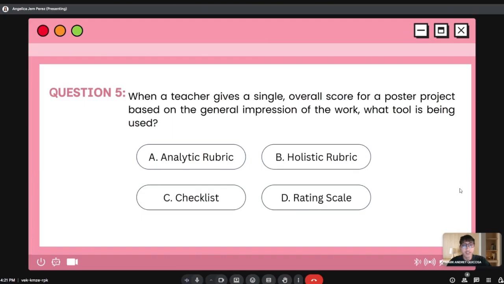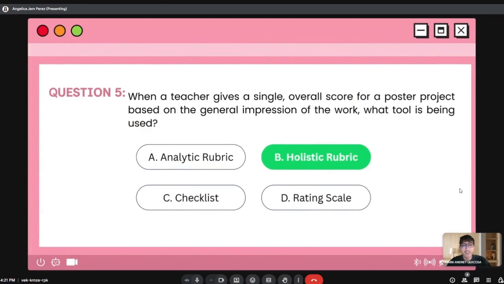So what is the correct answer? Letter B, holistic rubric. Because a single overall score based on a general impression defines a holistic rubric. So that's it for question number 5.